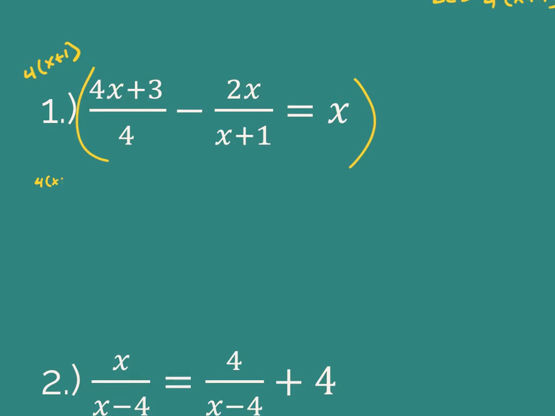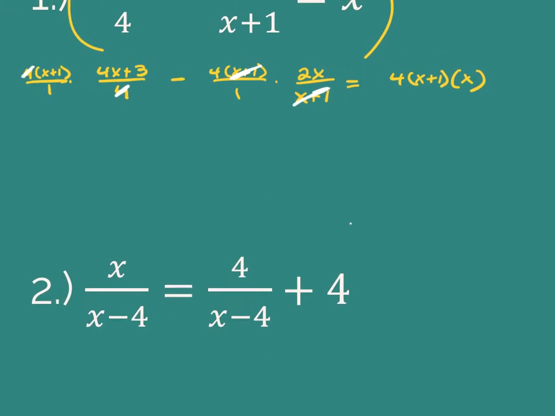This is 4 times (x plus 1) over 1 times (4x plus 3) over 4, minus 4 times (x plus 1) over 1 times 2x over (x plus 1), equals 4 times (x plus 1) times x. If we've picked the right least common denominator, then the bottom should cancel. 4 cancels with this one, x plus 1 cancels with this one, and there was none on the last one.